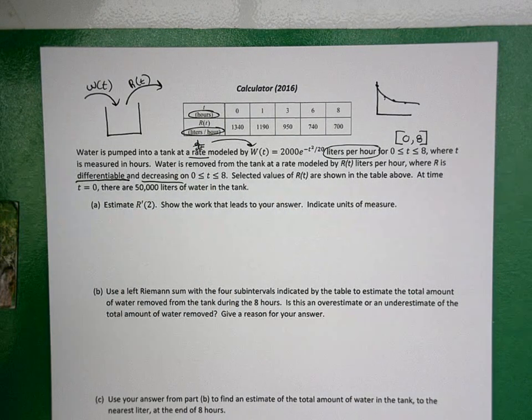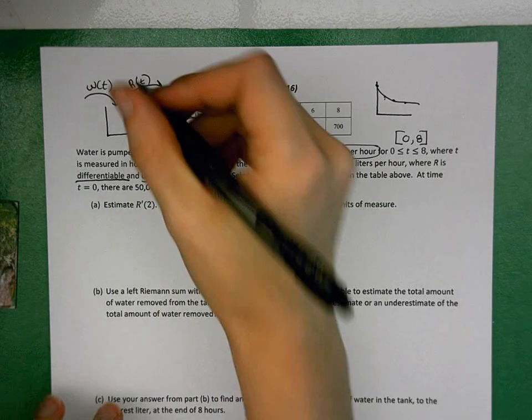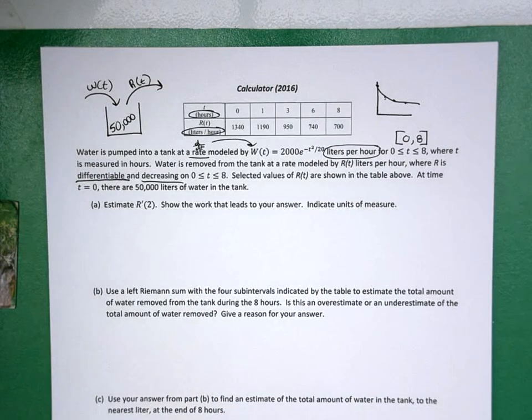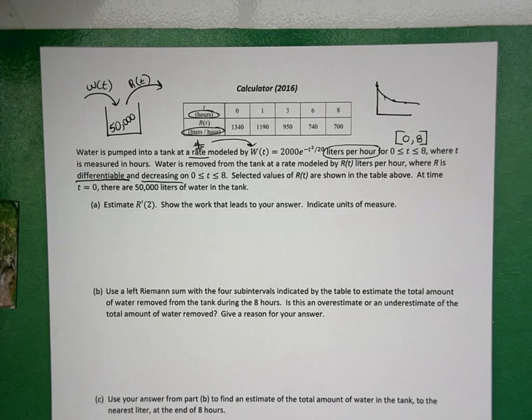So I'm starting here with 50,000 liters in my tank. Okay, A, estimate R prime of 2, show the work that leads to your answer, indicate units of measure. Okay, so we've already done one of these, so here's a second one for you. Again, pause the video, try it on your own if you haven't already.